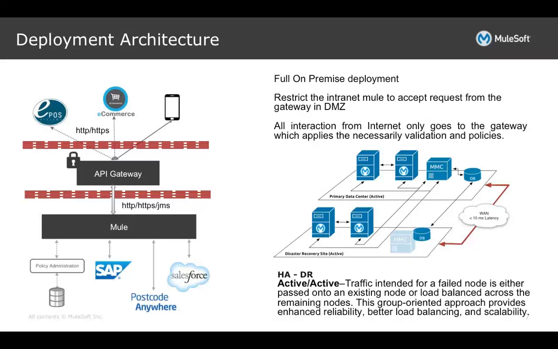Now, from the HA and DR perspective, we have proposed an active-active configuration. So there will be a cluster to ensure high availability. And also, we will have an active-active DR mechanism where traffic intended for a failed node is either passed on to an existing node or load balanced across the remaining nodes. So this kind of architecture or approach provides enhanced reliability, better load balancing, and scalability.